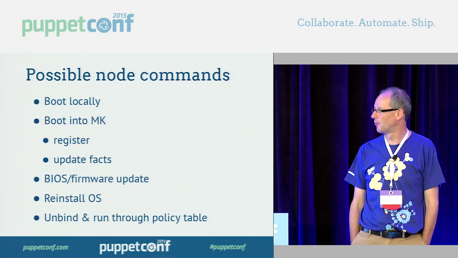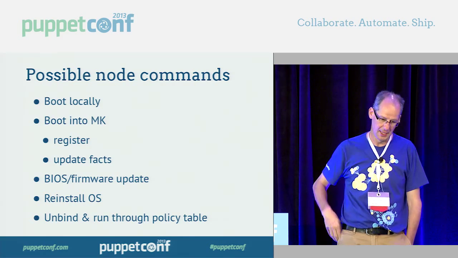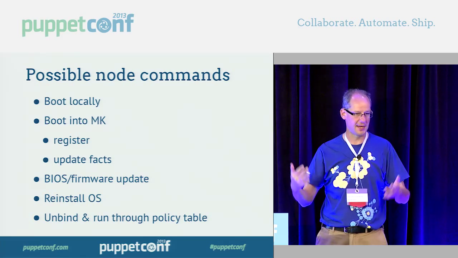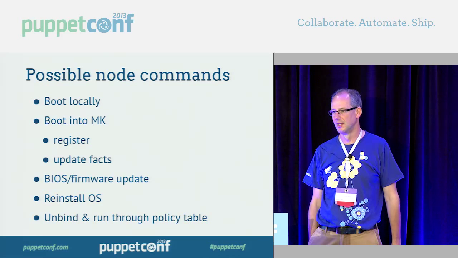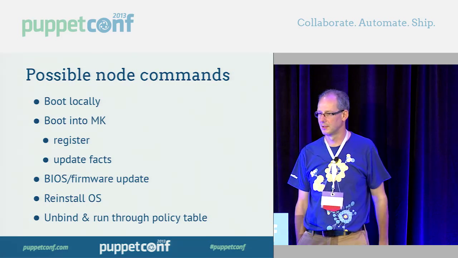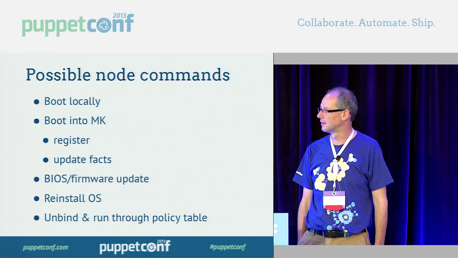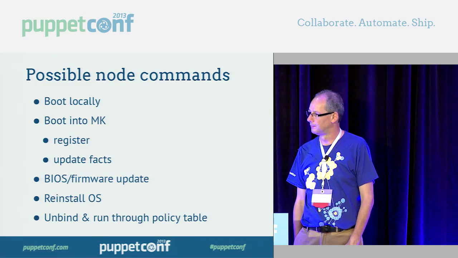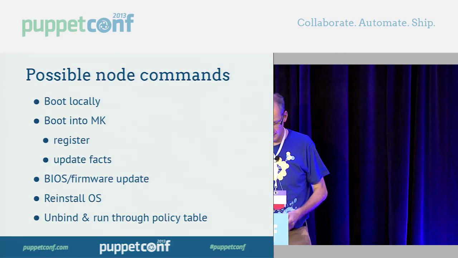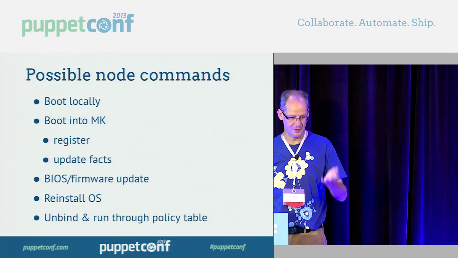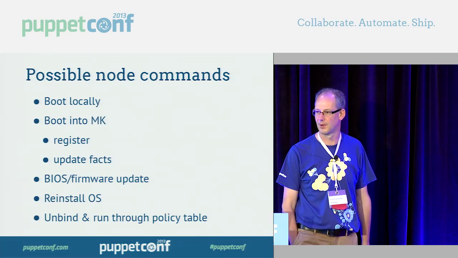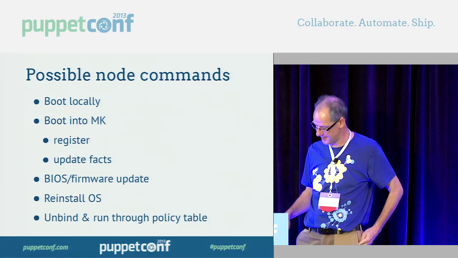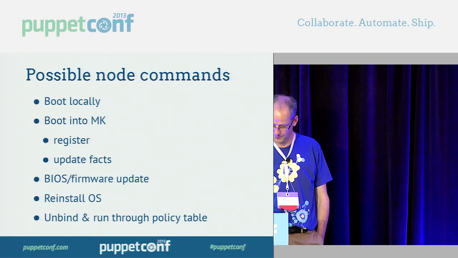Like I said, BIOS firmware update. There's also, if you've used Razor for a while, you might have built a new microkernel that gathers new facts that you don't have about your old nodes. So you might want to just do one more round of rediscovering the node, but not changing anything that's on the node. I'm very curious to hear what your ideas and needs are in terms of what things you want to do with nodes, because that list will certainly grow over time.